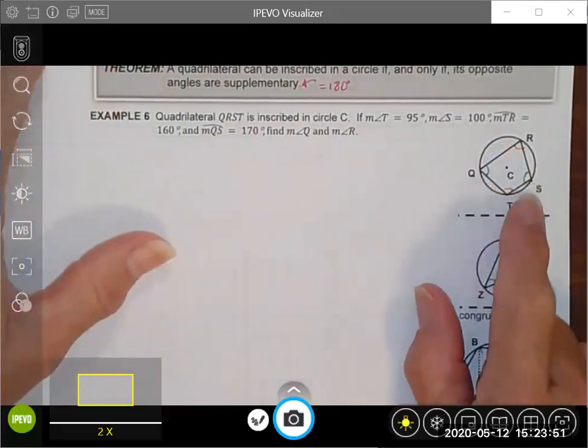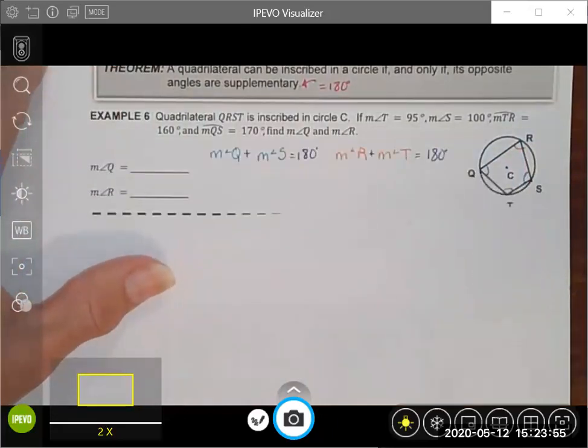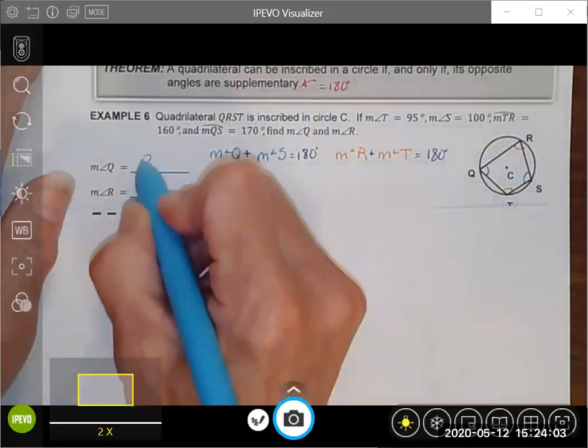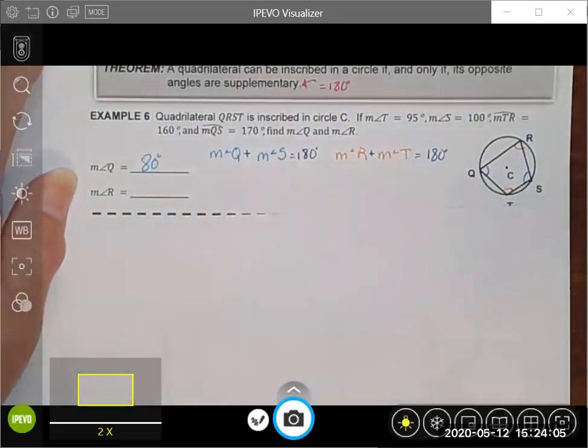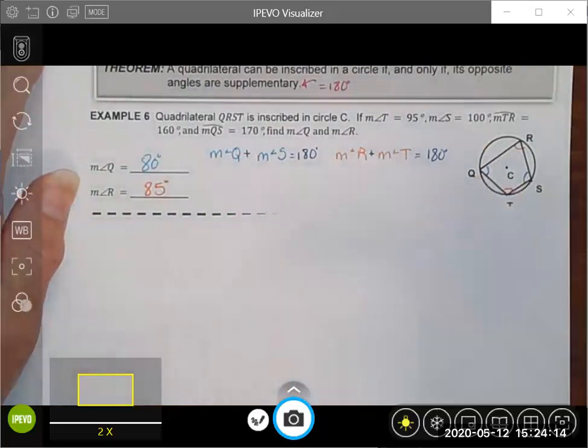So Q plus S equals 180, R plus T equals 180, and you can substitute in for Q and S, all of which you were given, and you should end up with the measure of angle Q being 80 degrees, and you should end up with the measure of angle R being 85 degrees. And I'll let you do the substitution and the algebra to get you there for expediency.